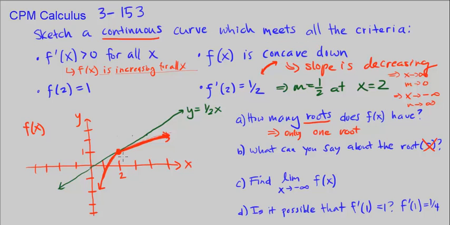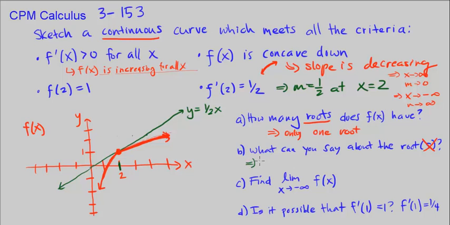Okay, so what can we say about the roots? Well, we know the root is going to be to the left of x is equal to 2, right? It cannot be to the right of there because we have a point here, and it can't be vertical right there because that would have an infinite slope, or undefined slope.